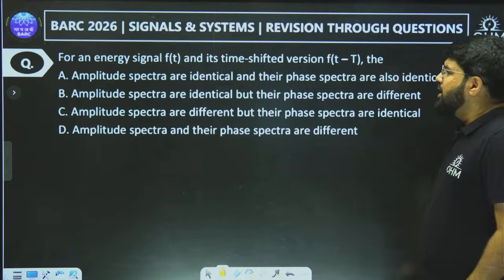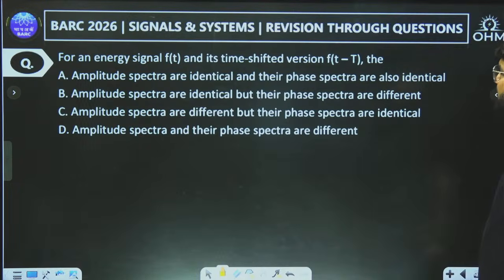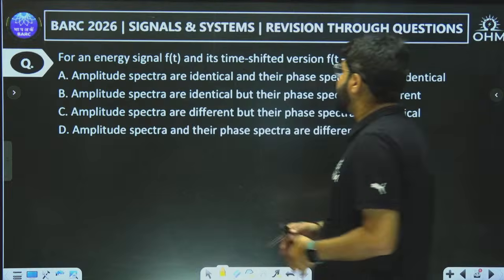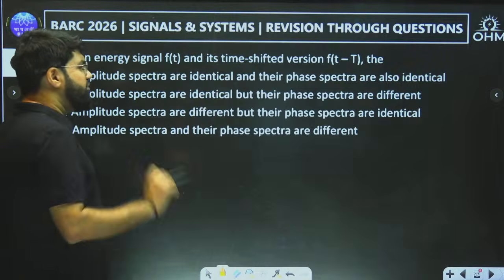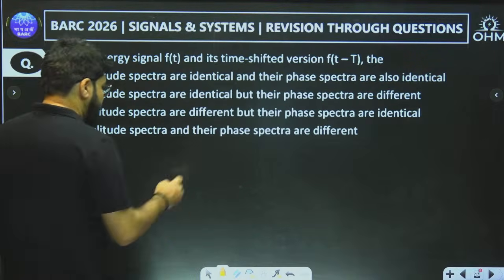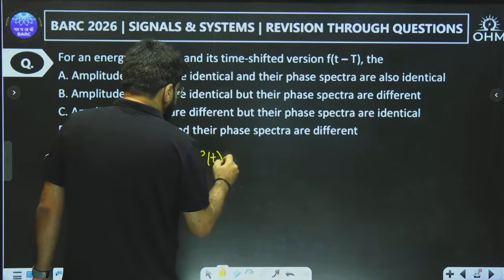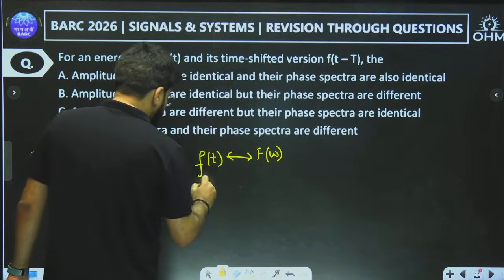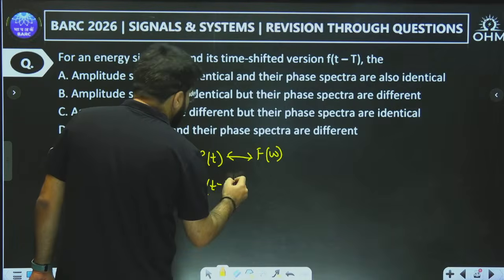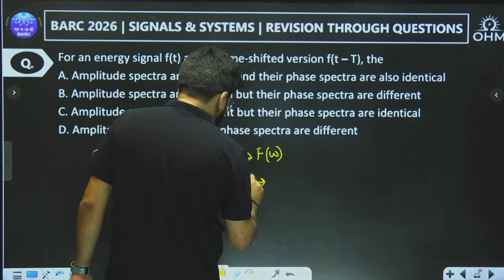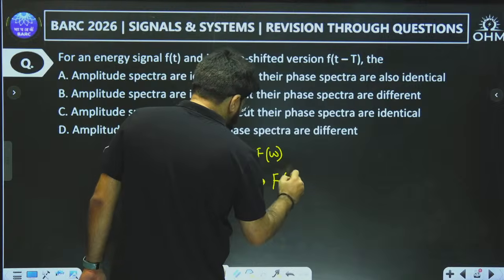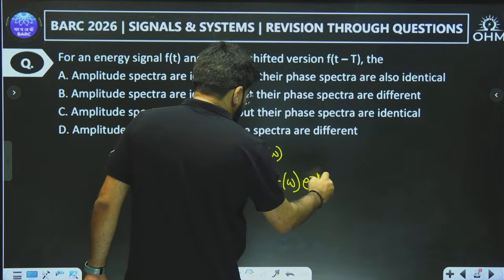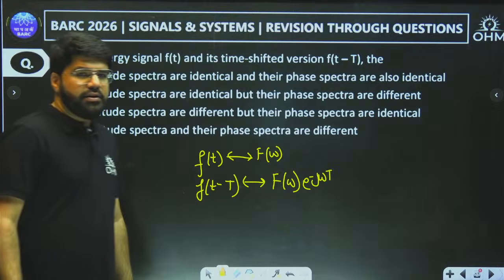For an energy signal f(t) and its time shifted version f(t minus t0), we choose the correct option. Time shifted version: amplitude spectra and phase spectra have to be compared. If f(t) has the Fourier transform F(omega), time shifting f(t minus t0) has the Fourier transform which is only phase shifted, because a phase term, the exponential term e power minus j omega t0, gets multiplied.